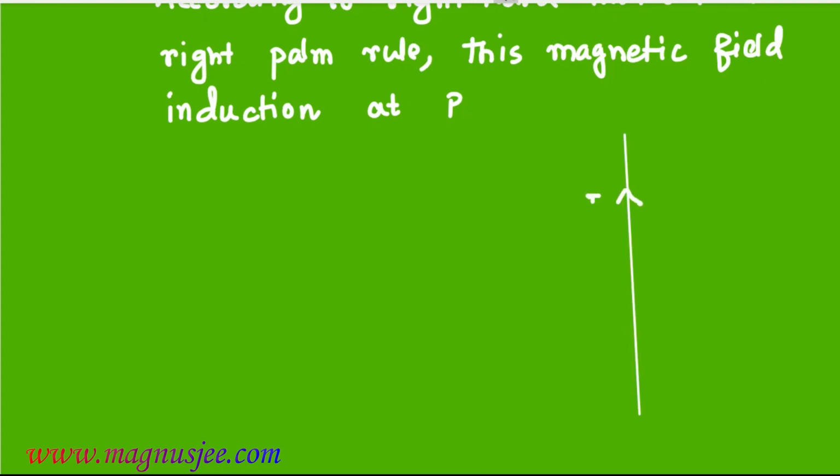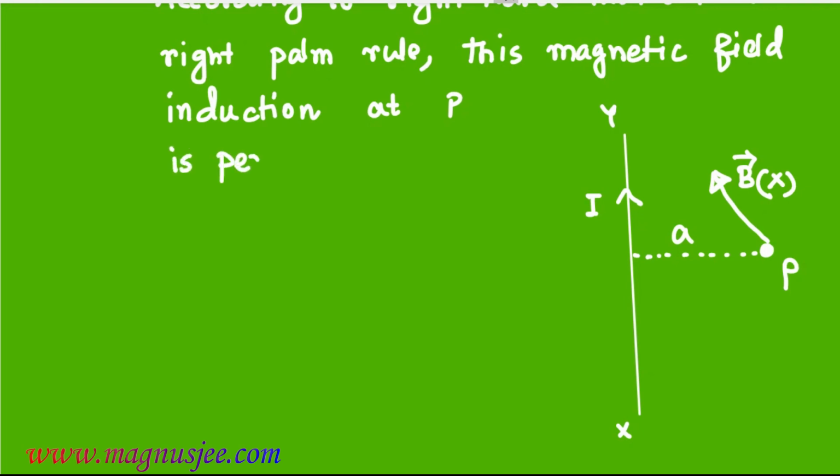the direction of magnetic field induction. I is the current which is flowing through the conductor XY, A is the perpendicular distance of the point P from the straight conductor XY. Magnetic field induction vector B acts inwards. That's why the cross sign is denoted. The magnetic field induction at P is perpendicular to the plane.